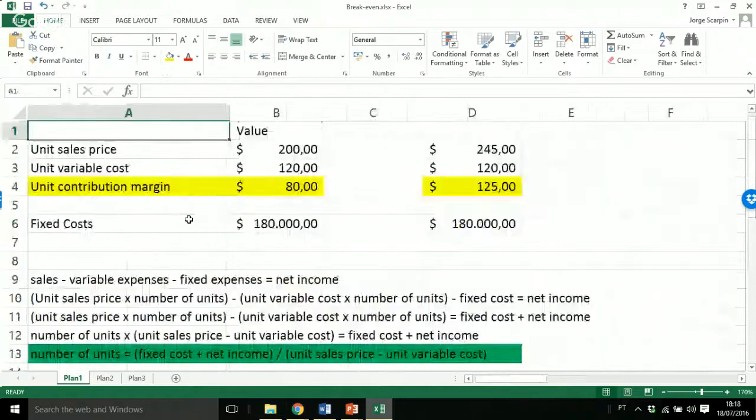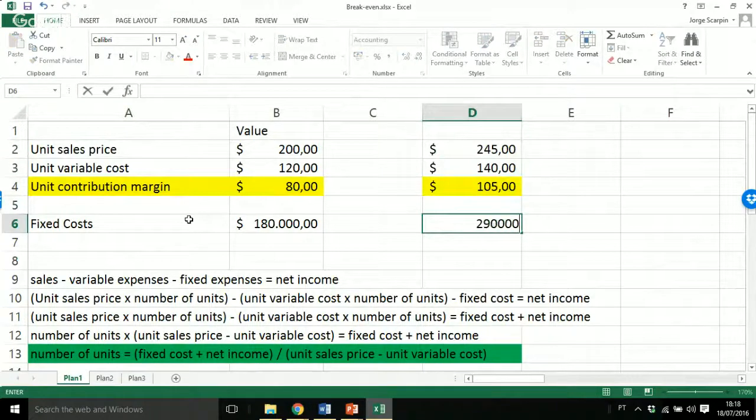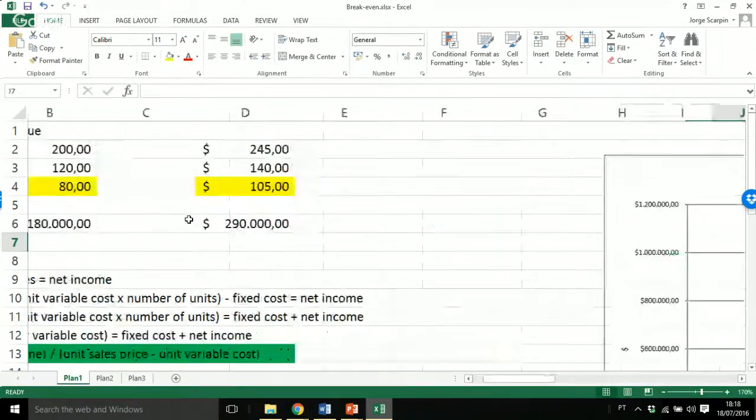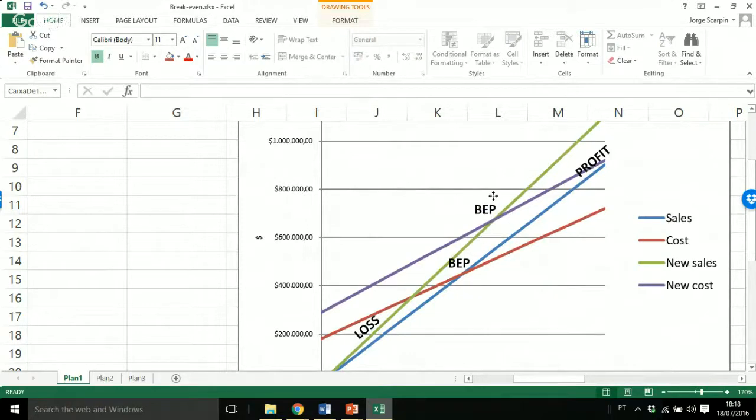And if we change everything, unit variable cost 140, fixed cost 290, we will change everything on our lines. We will change the sales line, we will change the cost line, so we will have a new break-even point as well.